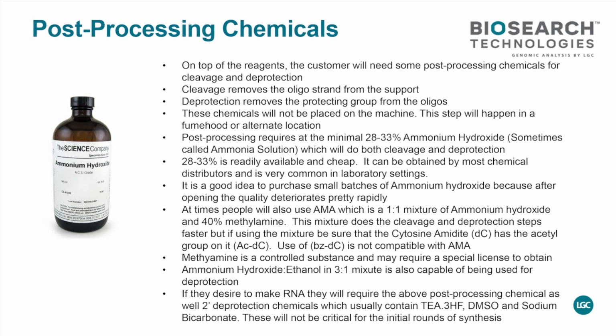So sometimes people use AMA. It is a controlled substance, and some companies need to have a DEA license to purchase it. However, AMA, for example, for the oligo houses, is extremely fast. So if ammonia takes 45 minutes to cleave, AMA takes only 15 minutes to cleave. And for some oligo houses, the faster you can deliver the oligo, the better.